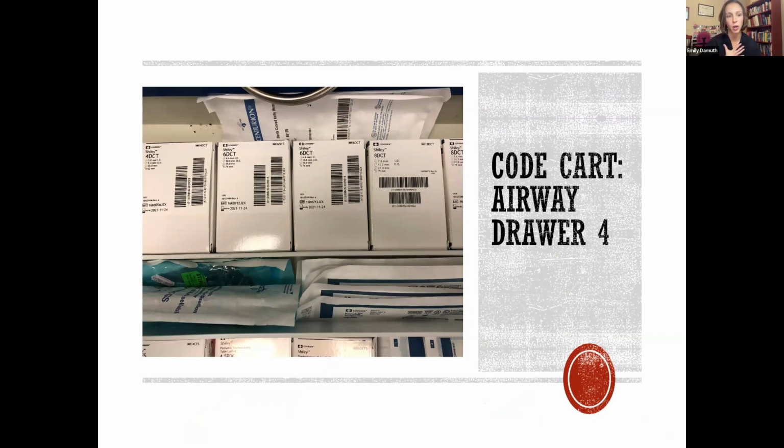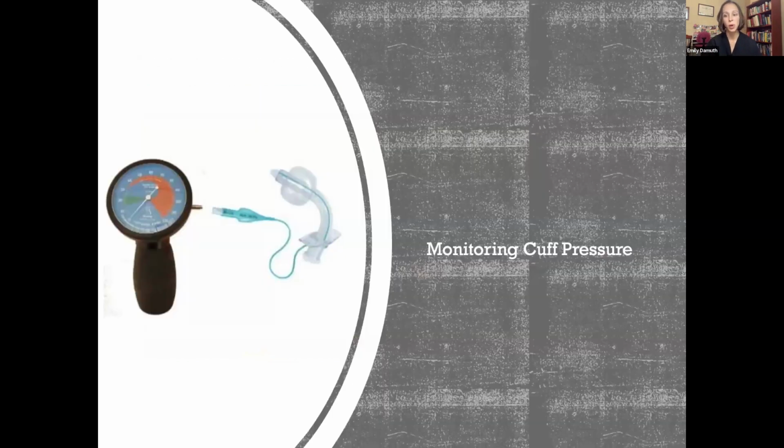For us, we put them in our code cart. There's an airway drawer in our code cart. Whenever we have a patient admitted to the ICU or the step down, we place a phone call to central supply to also have a trach of their size at the bedside. So we're going to get into the algorithm very shortly, but I wanted to make this point.